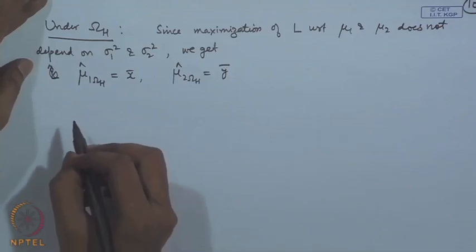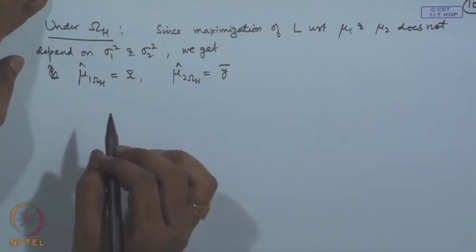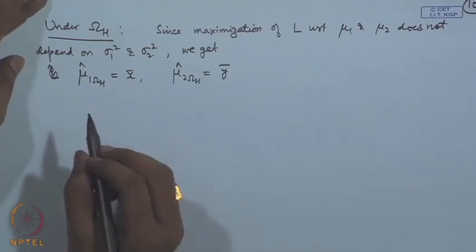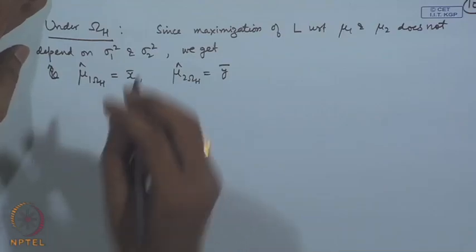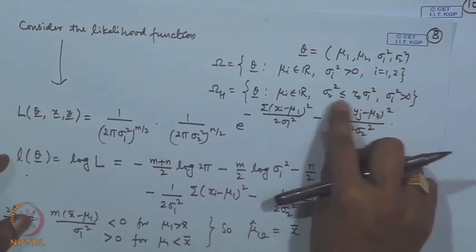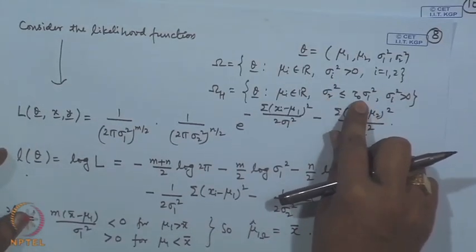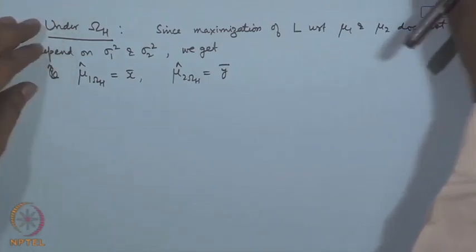However, if I consider sigma 1 square and sigma 2 square, then here we are having the region sigma 2 square is less than or equal to tau naught sigma 1 square in the alternative hypothesis set, that is sigma 2 square less than or equal to tau naught sigma 1 square. So, this will play a role here.